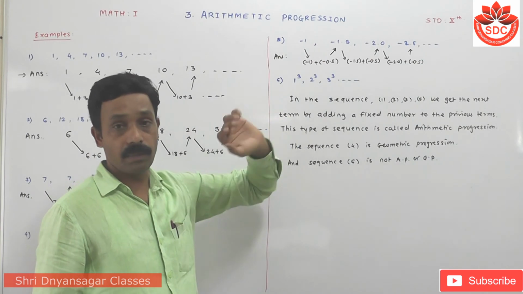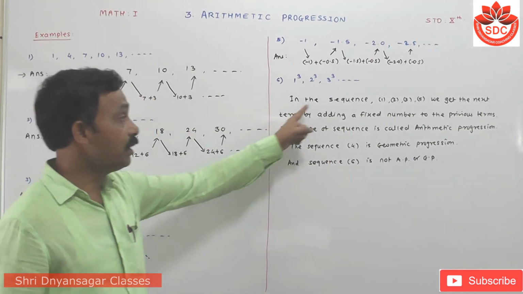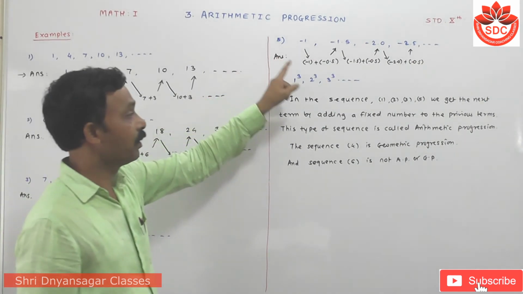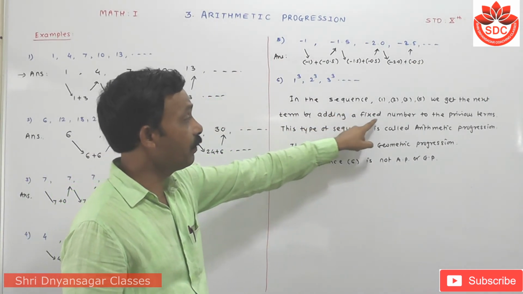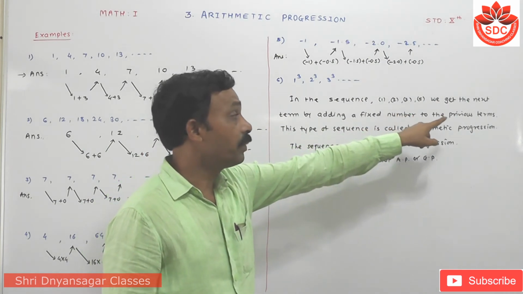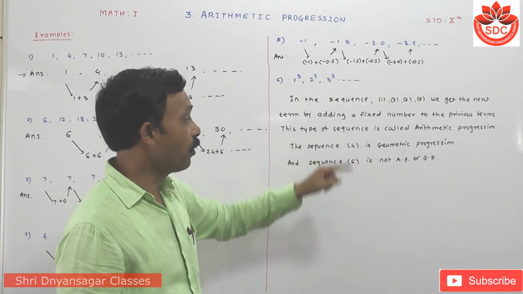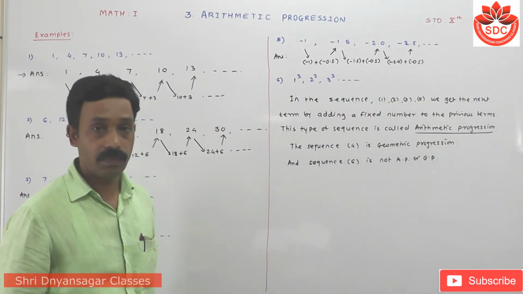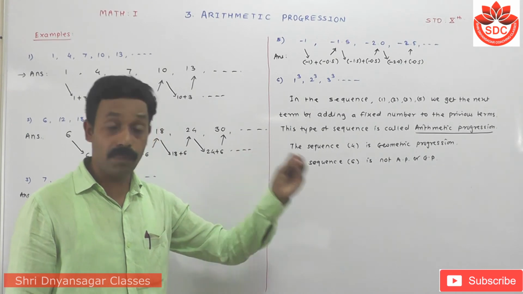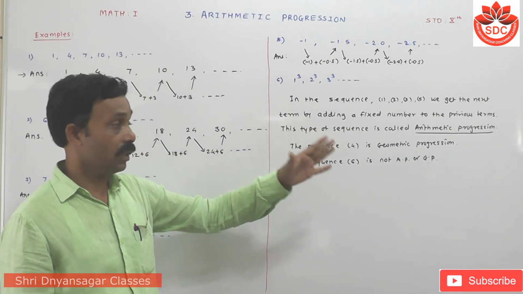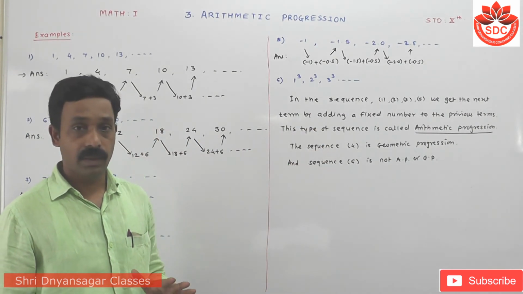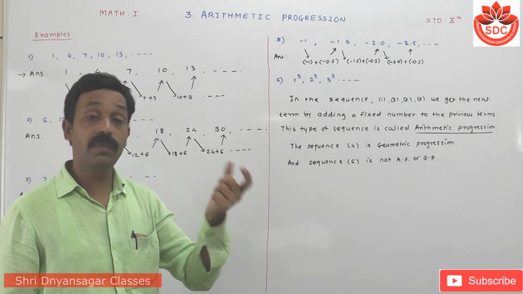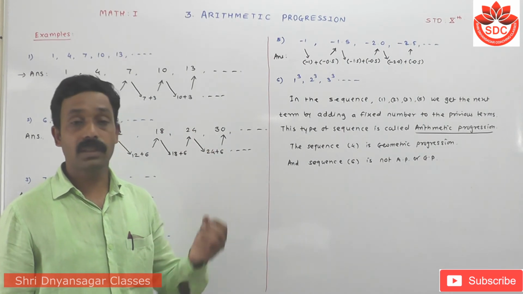And here is the cube of the numbers. In such cases, in the first, second, third and fifth sequences, we get the next term by adding a fixed number to the previous term. This type of sequence is called an arithmetic progression. Means that you have to add some number to its previous term, we get the next term.